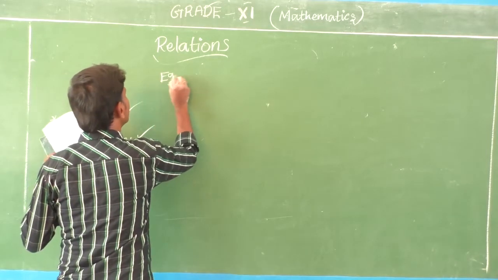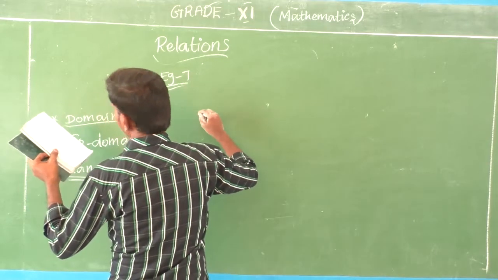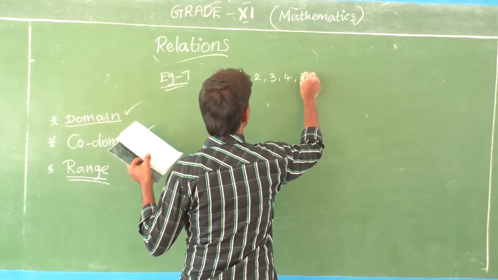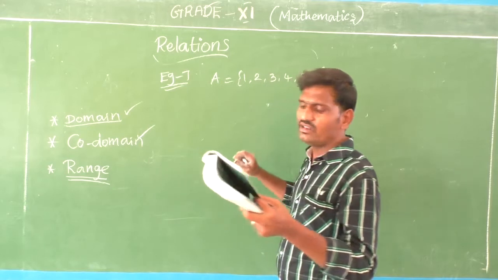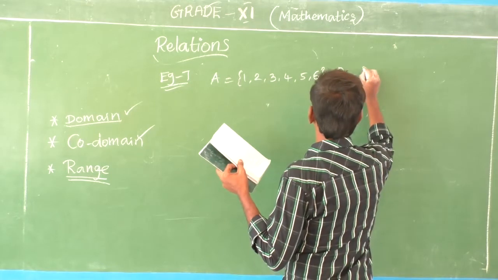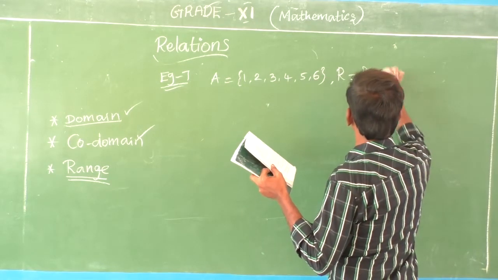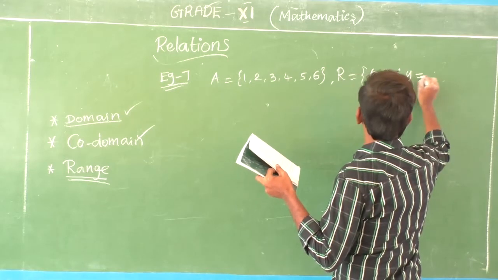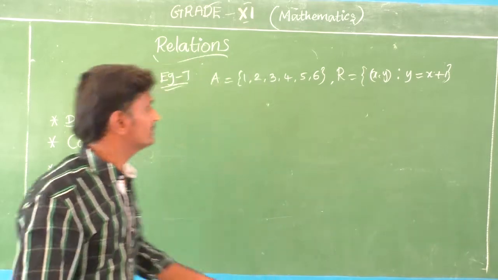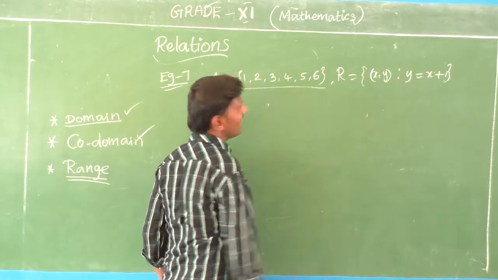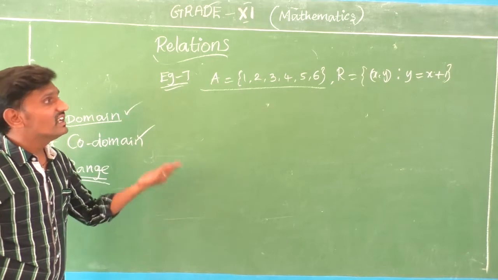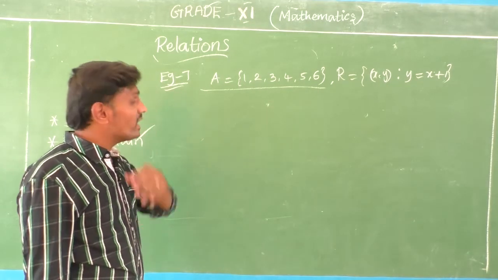Now I give you example 7. Listen. Let A equal 1, 2, 3, 4, 5, 6. Define a relation R from A to A, given by R equals the set of x comma y such that y equals x plus 1. Now we are going to define the relation. The set is given by A, and the relation we want to make is x comma y such that y equals x plus 1.